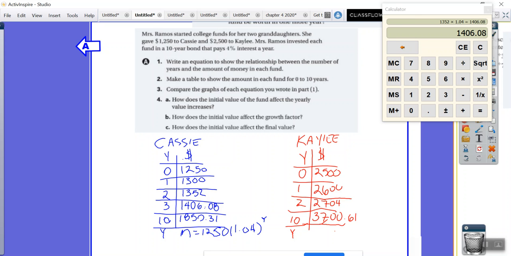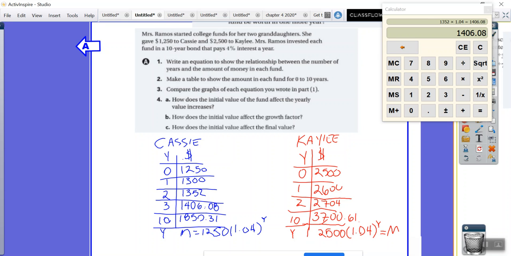Harrison, could you pick a volunteer for the equation? A girl this time. Alyssa. Okay, so I said that it would be 2,500 times 1.04 to the x power equals y. Or, sorry, it would be 2,500 times 1.04 to the y power equals n.